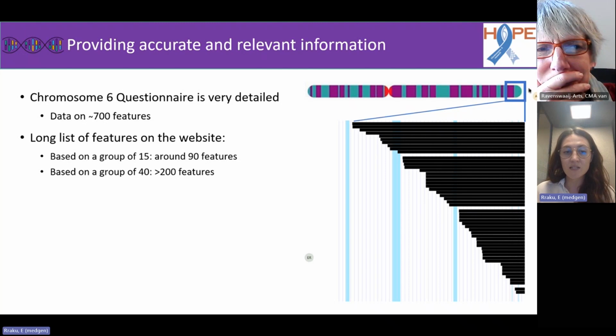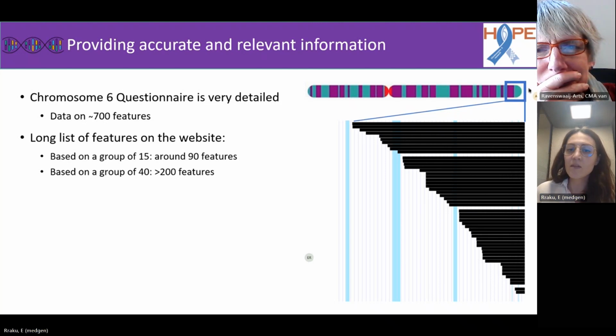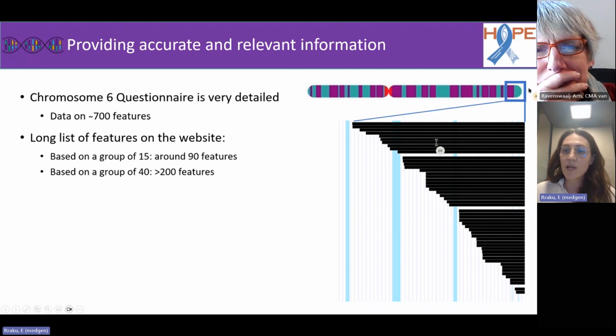But it also means that if we report every single feature that is seen in individuals with a similar chromosome 6 aberration, there will be a very long list of features on the website. I will give you some examples for this. In the figure on the right, you can see chromosome 6 on the top, and the end region, the terminal 6q region, is zoomed in here below. And every black bar represents a deletion of one child, while the vertical blue lines represent important genes that are in this region.